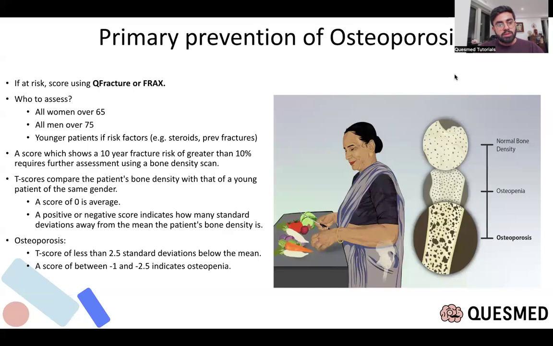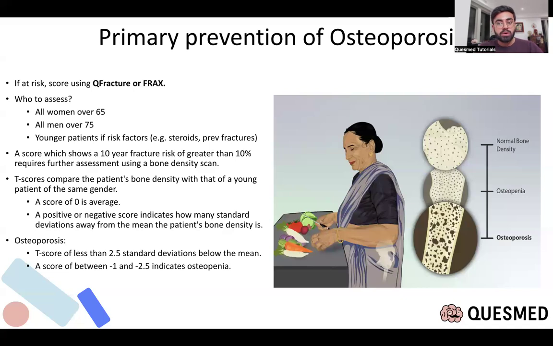So to talk about osteoporosis for a bit, the main scoring calculations that we use are QFracture, which is more recent, or FRAX, which I'm sure some of you might be more familiar with. They use it quite a lot in GP. And the patients you want to screen for this are all women over 65, men over 75, and younger patients if they have any risk factors.